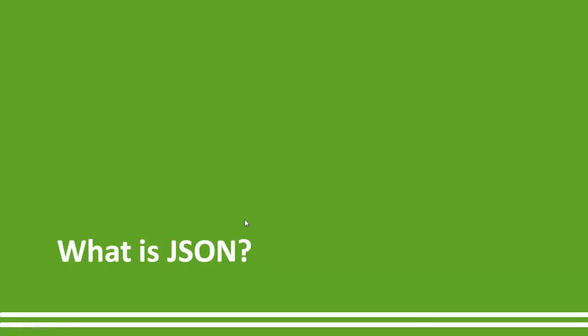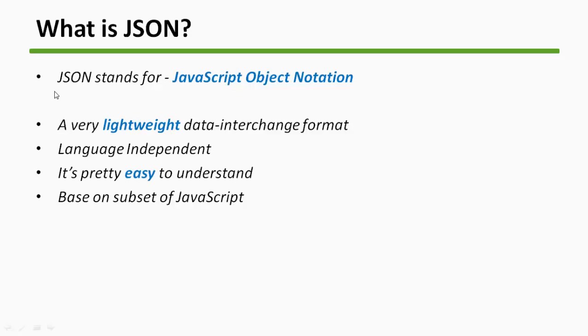So first thing first, what is JSON? JSON stands for JavaScript Object Notation, and it's a very lightweight data interchange format. So you can actually transfer data to or from internet through this JSON. And the most important thing is that it is language independent, so you can send data in JSON in any language, whether it is Java or C++, whatever language it is. And it's really easy to understand and parse this JSON, and it is based on a subset of JavaScript.